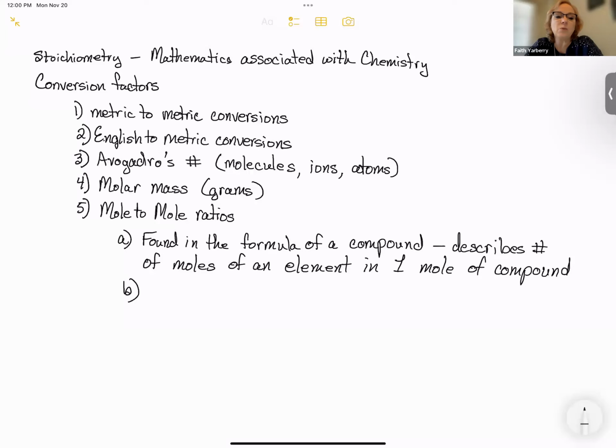We've already discussed one form of mole-to-mole ratio, which is found in the formula of a compound. It specifically describes the number of moles of an element in 1 mole of compound, and that descriptor comes from the subscripts of that element in the compound. But on Wednesday and Friday of last week, we developed another location to obtain a mole-to-mole ratio, and that is going to be in the balanced chemical reaction.